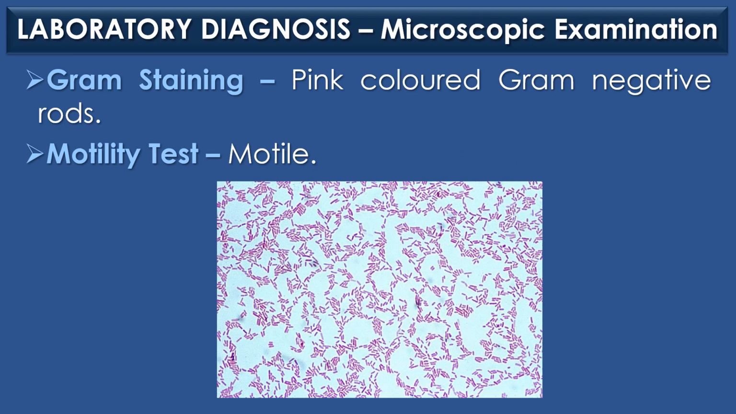Lab diagnosis of Pseudomonas aeruginosa. The first diagnostic method is microscopic examination. Under Gram staining, Pseudomonas aeruginosa is observed as pink-colored gram-negative rods. In the motility test, the Pseudomonas aeruginosa cells are actively motile.